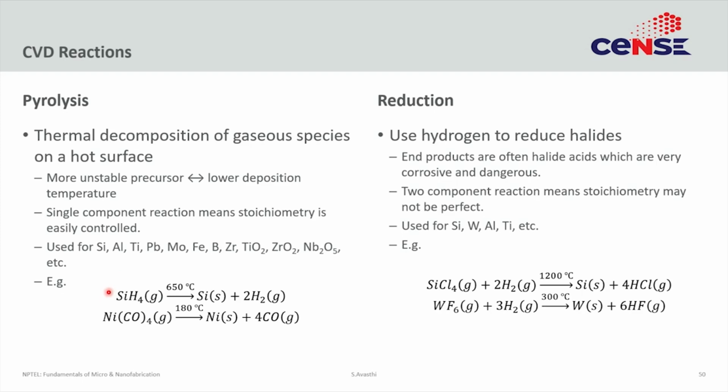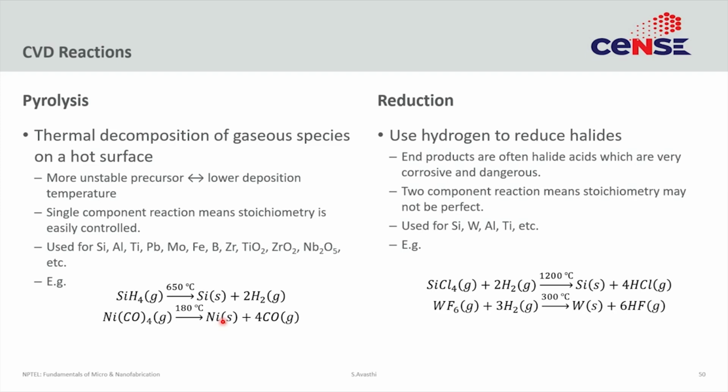For compound semiconductors, stoichiometry can become a little challenging. Here both silicon and nickel are elemental semiconductors, so there is no real concept of stoichiometry, but if you were to say deposit an oxide or a nitride, then you might need two components. That is when there are two components, maintaining stoichiometry can sometimes become challenging.